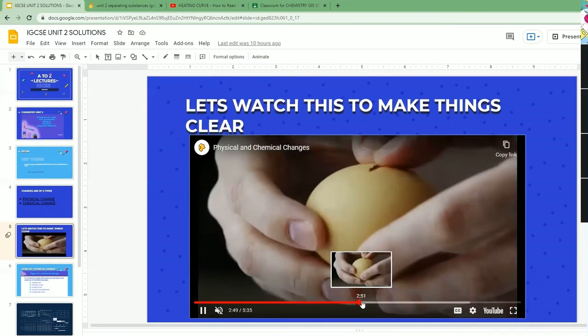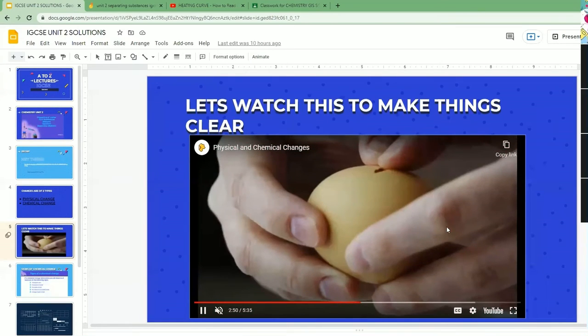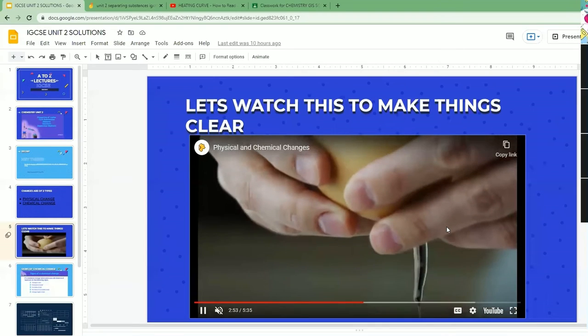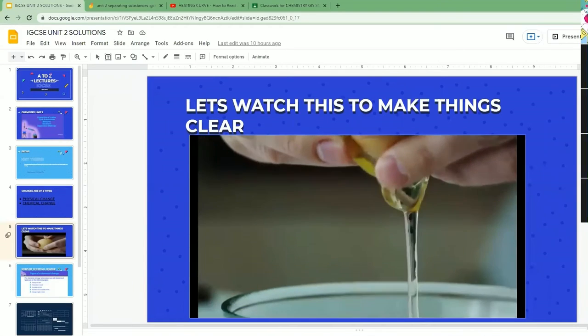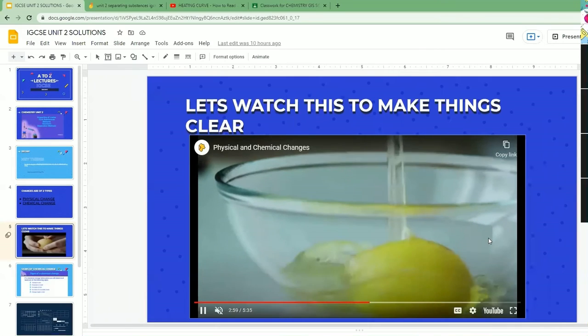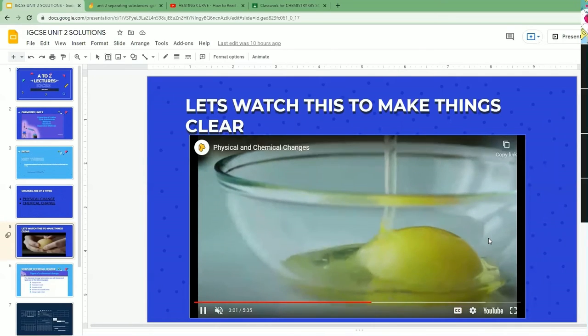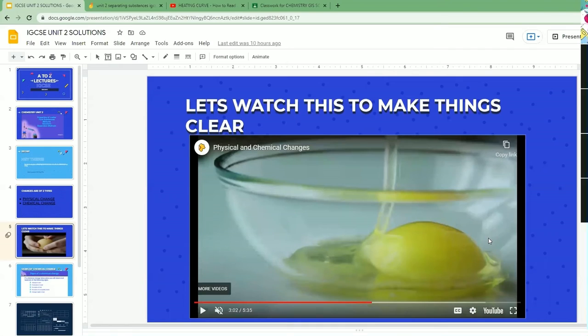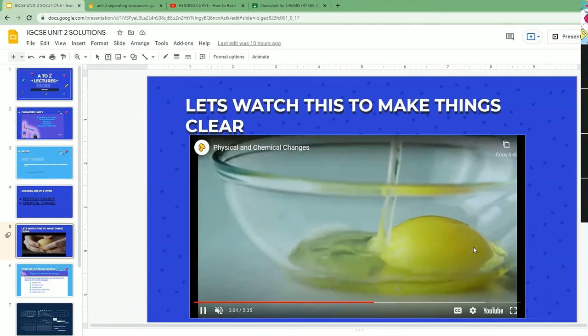Okay, over here, now tell me, if he is cracking the egg, is this a chemical change or a physical change? Physical. Physical, excellent. Why do you say so? Because nothing changed. Does the color change? No. Does the identity change? No. Smell changes? No. It's a simple egg, and it's still there.